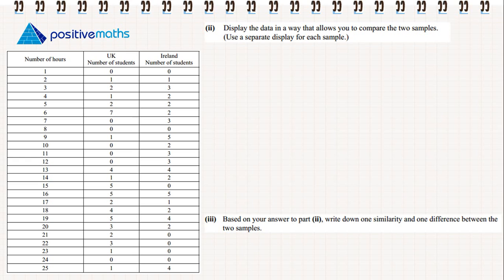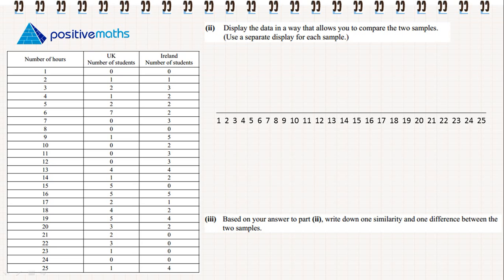Part 2. Display the data in a way that allows you to compare the two samples. They tell us to use a separate display for each sample. So to display the two sets of data, I'm going to use a line plot. The first thing we do is draw our line, and then we put the numbers of hours beneath the line. Then we do a dot to represent each student.